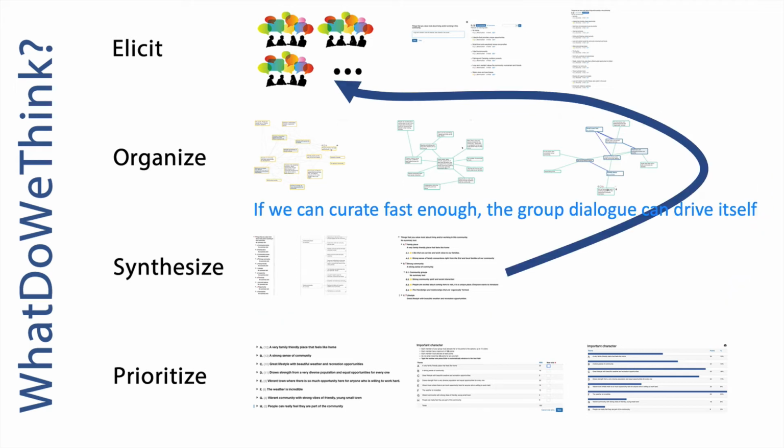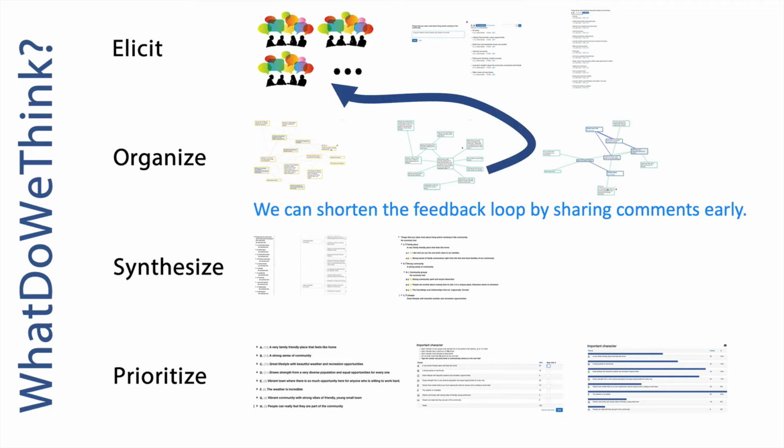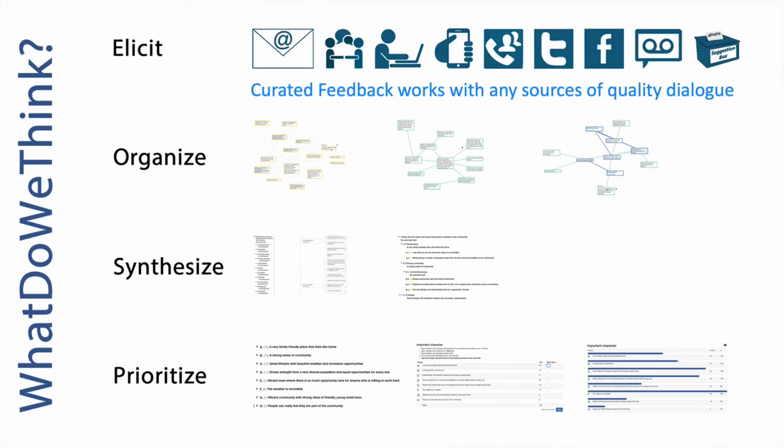If we can curate fast enough, the group dialogue can drive itself. We can shorten the feedback loop by sharing comments early. This allows the deliberation groups to see the kinds of ideas that are developing elsewhere in the room. The curated feedback process works with any source of quality dialogue. There's a curated email version, the 21st century deliberation face-to-face version, an online version, etc.